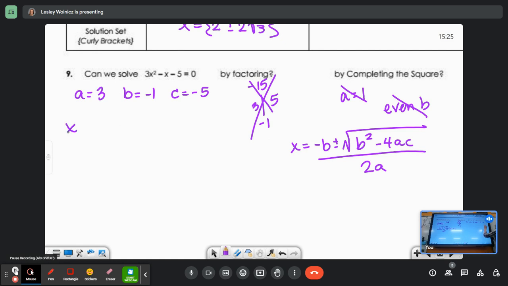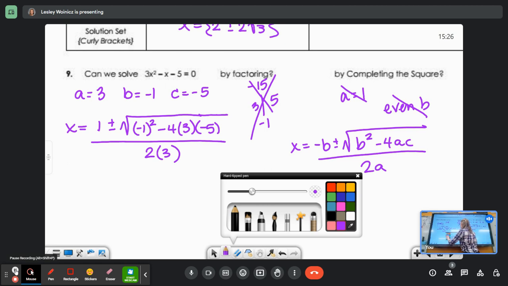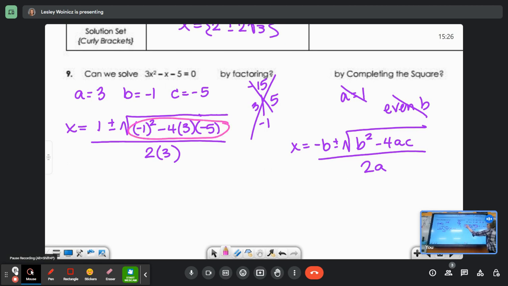Okay, so x equals, if our b is negative, what's the opposite of it? Positive. Plus or minus square root. Okay, when you plug in your b squared, don't forget the parentheses, or you will be in a world of hurt. Okay, minus 4 times my a times my c. The whole thing over 2 times 3. Now, you don't have to compute all of this by hand. Your calculator will do this whole inside bit for you.